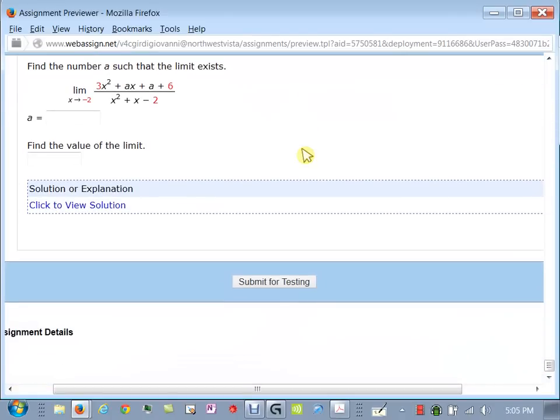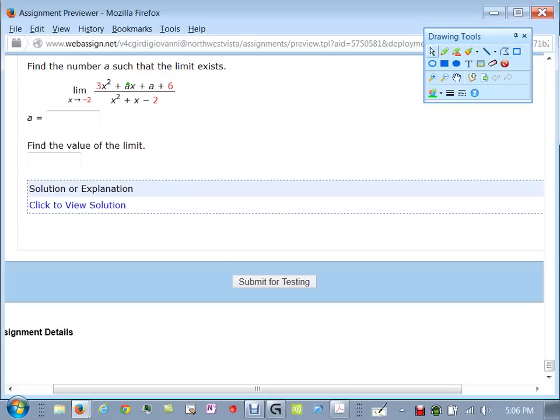All right. Find the number a such that this limit exists. All right, so we have to try and figure out what a can be plugged in here so that we get this limit to exist. So what I think I'll do is first take a look at this and see if maybe I can try and factor it. So 3x squared plus ax plus a plus 6.